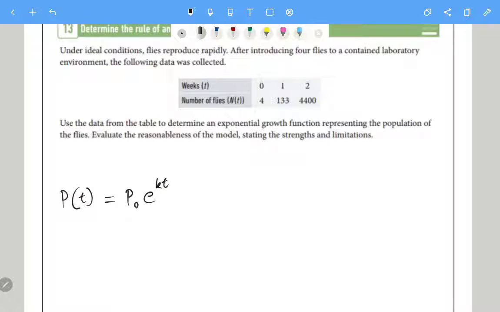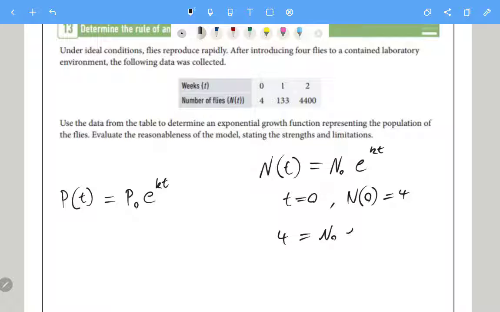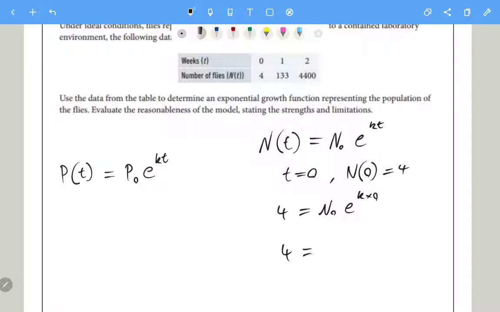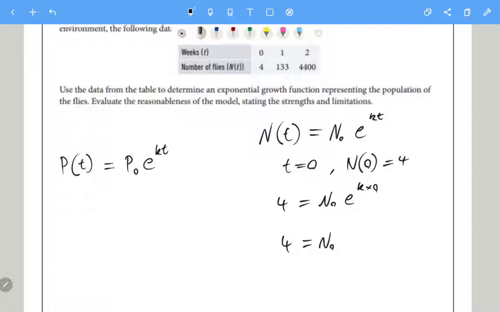Alrighty, so first of all, let's write our basic function. N of t is equal to n naught e to the kt. And we know that at time 0, at t equals 0, n of 0 should be equal to 4. And so we get 4 is equal to n naught e to the k times 0. K times 0 is 0, e to the 0 is 1, n naught times 1 is just n naught. So we figured out one of our variables. Let's figure out the other one.